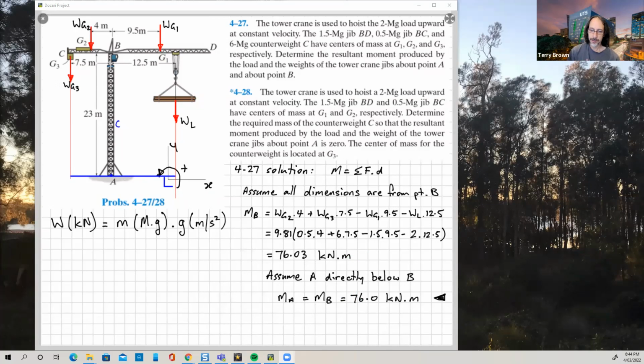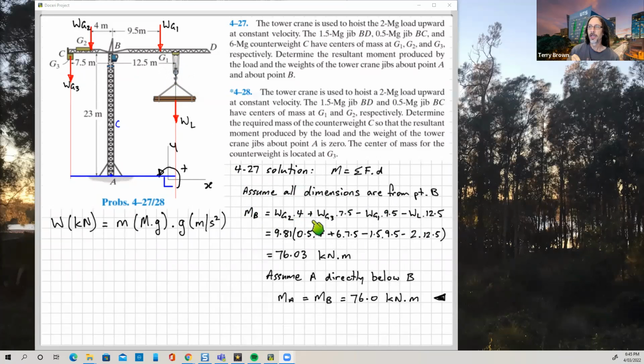All right, so let's go to the next part of the question, which was if we now have one of these weights as an unknown. So, determine the required mass of the counterweight C, which is this one over here, for the net moment to be equal to 0. So the resultant moment produced by the load and the weight of the tower equals 0. This is why we have moving counterweights here, so we can balance these loads that we have on our cranes.